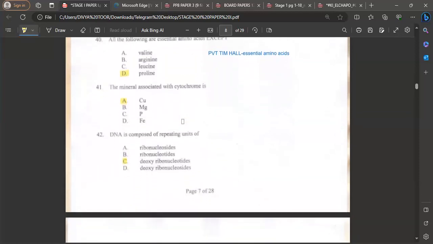All right, so the mineral associated with cytochrome is copper, magnesium, phosphorus, and iron. So there's a place I saw there's copper and iron, so I don't know. I don't know what you guys would go with. I thought it's iron, but I'm not sure now.